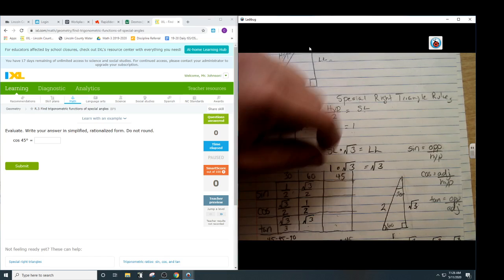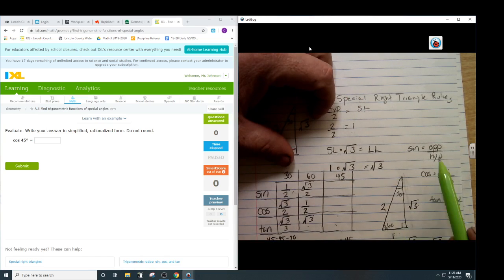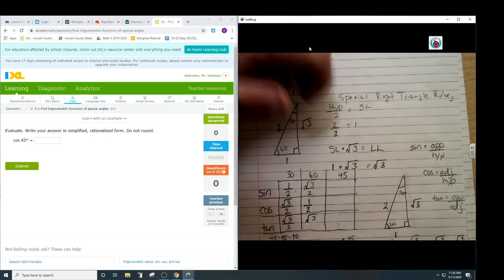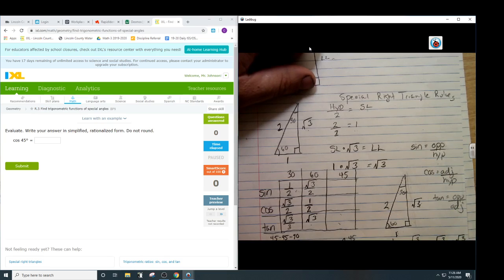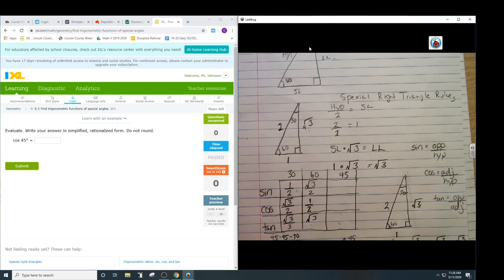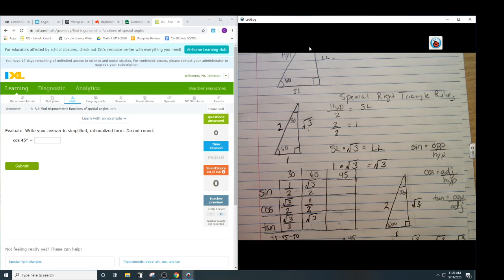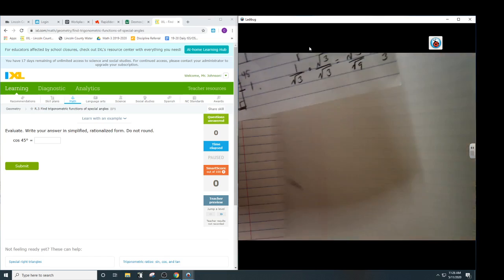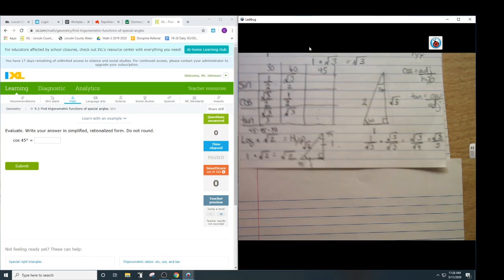All right, so let's fill this in. Now, sine, opposite over hypotenuse. Now, it doesn't really matter which 45 you use because they're both the same angle. Let's use the bottom, okay? So now, opposite over hypotenuse. This is the opposite side. That's the hypotenuse. Now, let me give you another sheet of paper here. Run out of room.